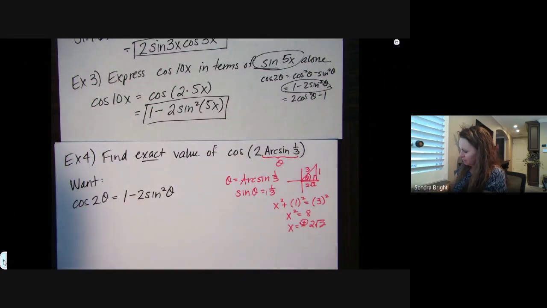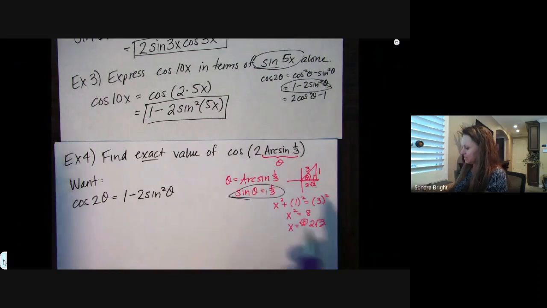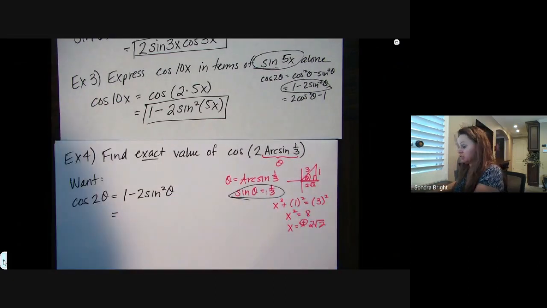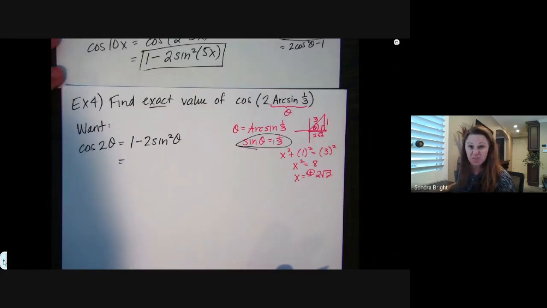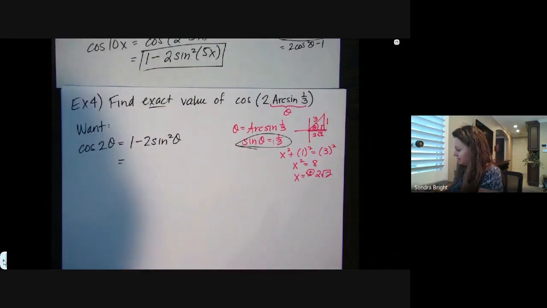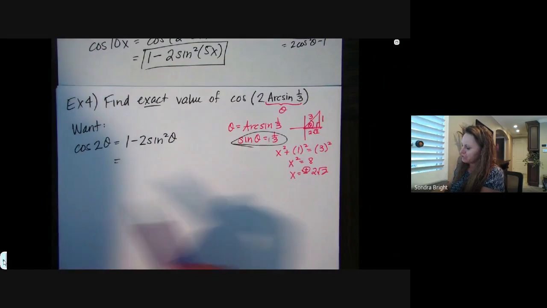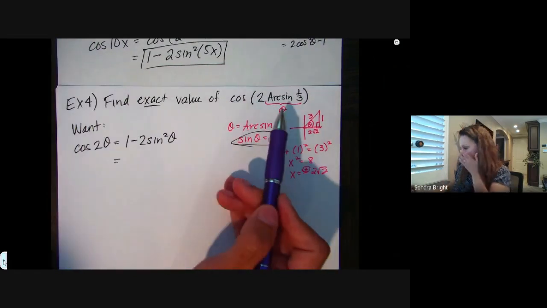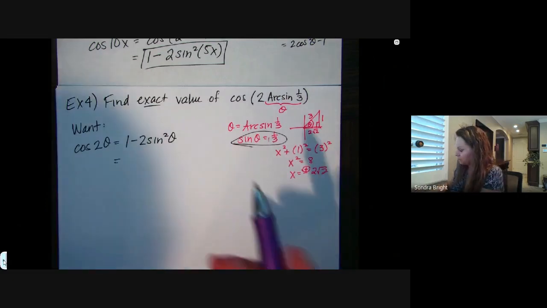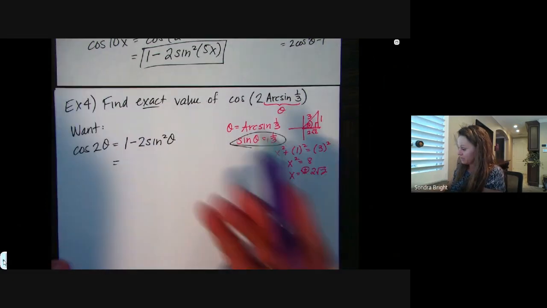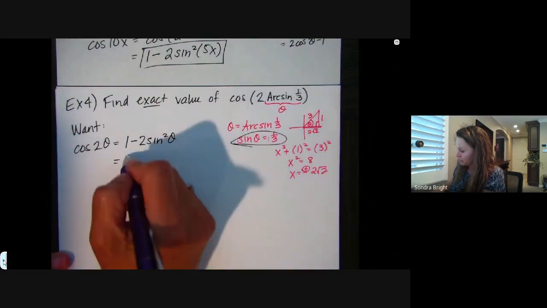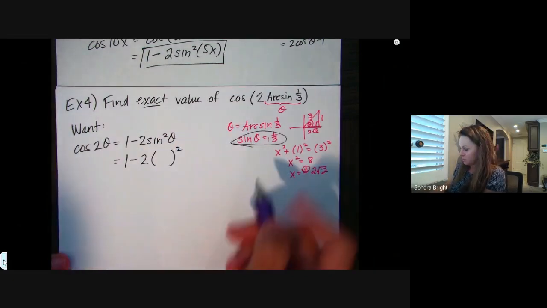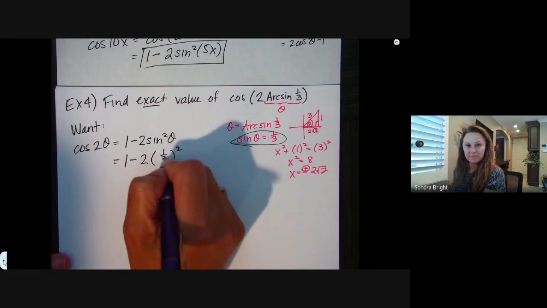Yeah, well, sine was 1/3, which means technically I didn't even need to find all this information out, right? But just in case, because there will be ones where you will have to. Especially if I had asked you for sine of 2 theta, you need both sine and cosine for that to happen. But here, they're only asking for this, so this is 1 minus 2 times sine of theta squared. Sine of theta is 1/3, so we plug that in.